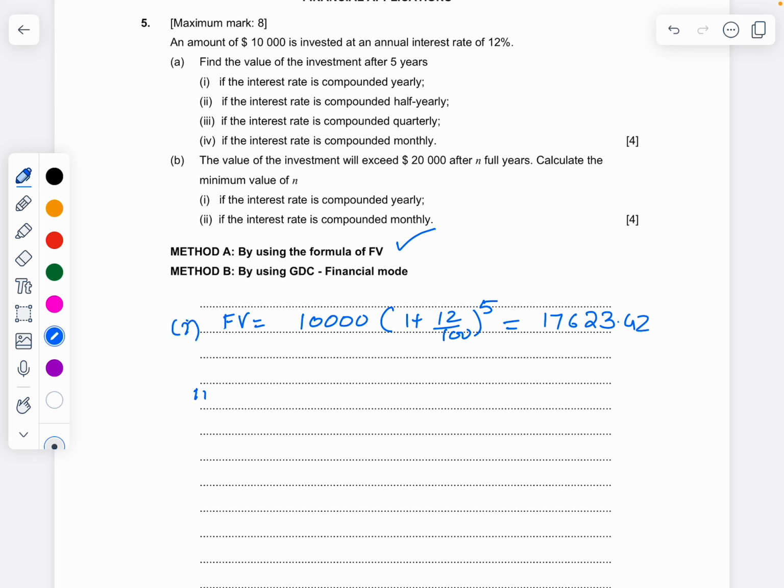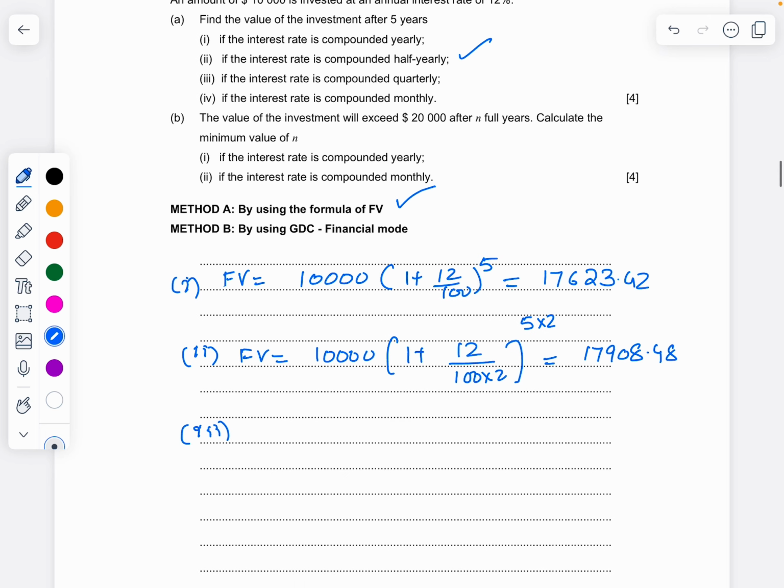Then part 2, if the interest is compounded half yearly. Then it is going to be 10,000 times 1 plus 12 upon 100 times 2, because in a year there are 2 half years, and 5 is also multiplied by 2. So it's going to be 17,908.48.